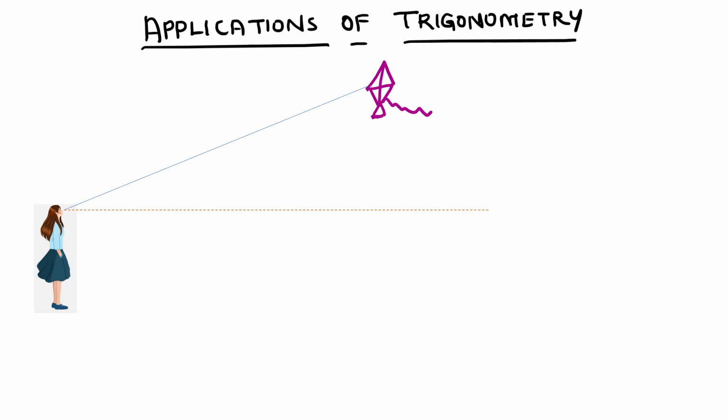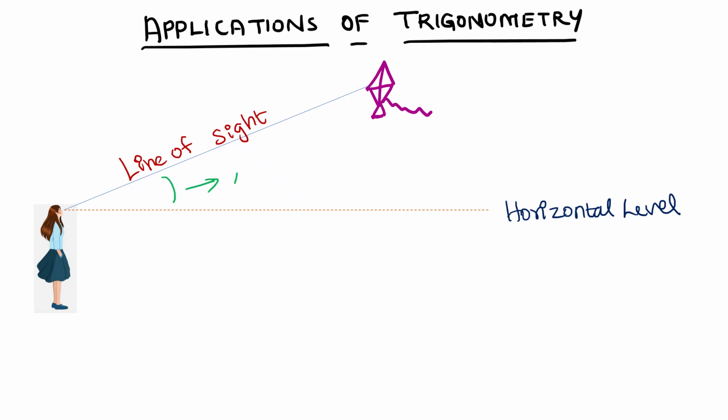So now here a girl is standing. She is observing an object. Now we are going to see what is angle of elevation. When you look at the angle of elevation, this is her line of sight where she is observing the object. This is the horizontal level, from where her eyesight is. The angle formed inside is called the angle of elevation. So you must understand what is angle of elevation.